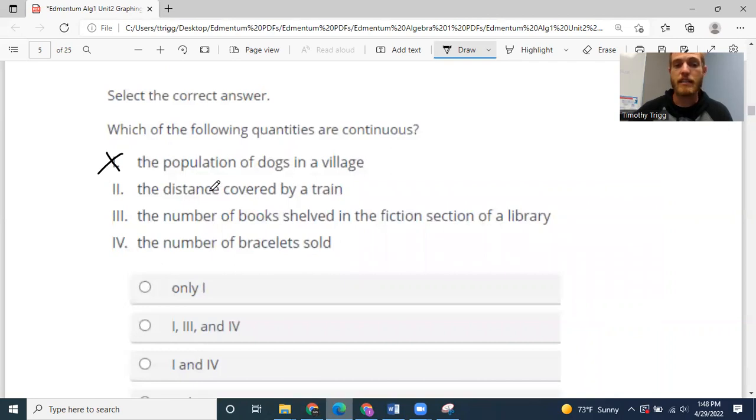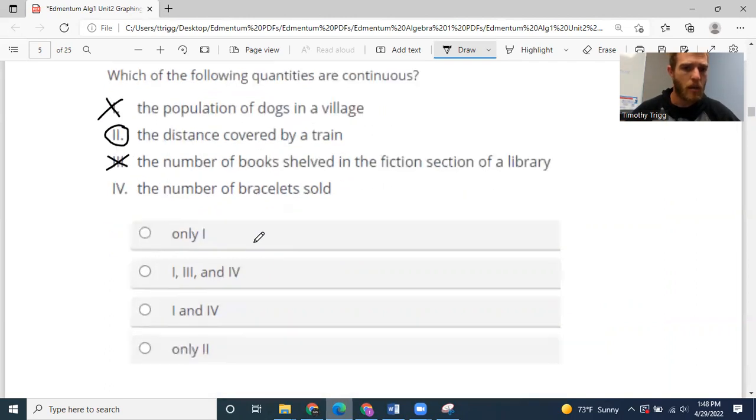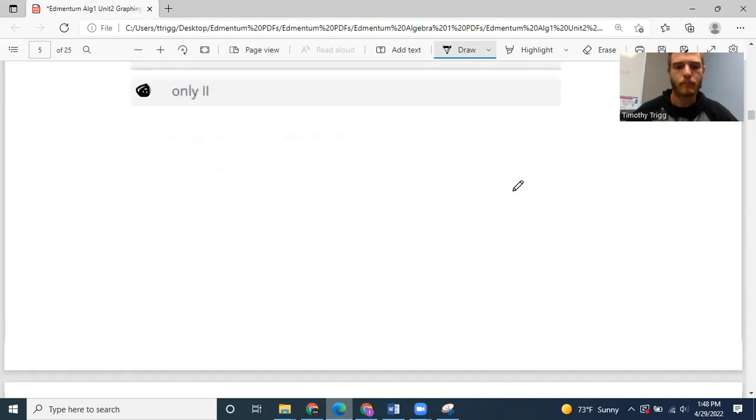The distance covered by a train, yeah, that's continuous. Because you could travel 1.3 miles or 1.37 miles or 1.45 miles, right? You can split that up and cut it down into smaller and smaller portions, right? So that's continuous. The number of books shelved in the fiction section of the library. No, that's discrete. The number of bracelets sold. No, that's also discrete. So I'm going to say 2 only.